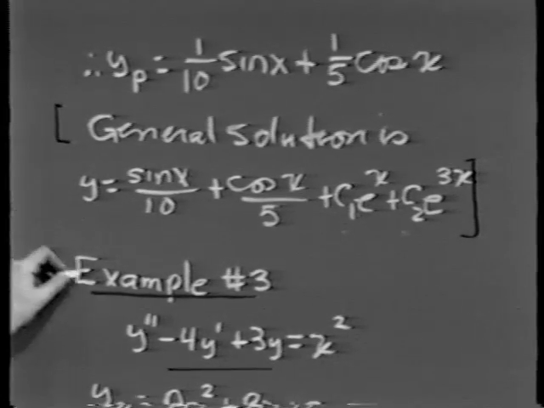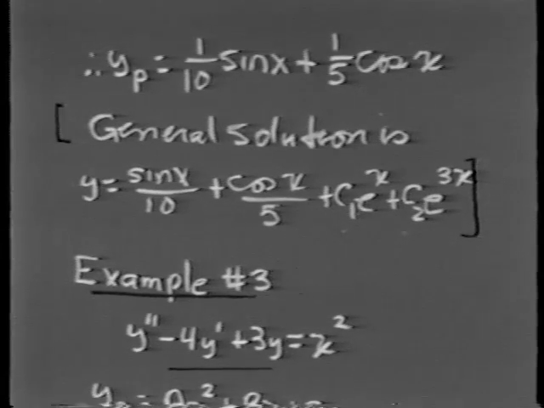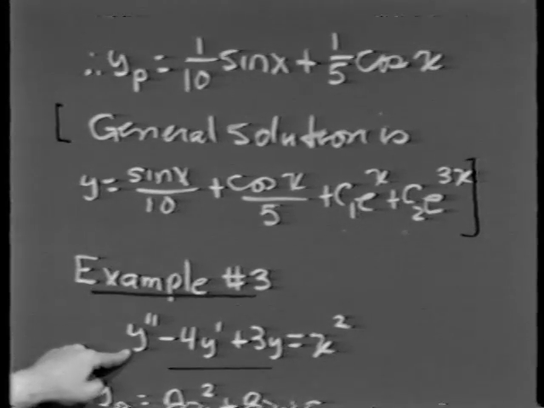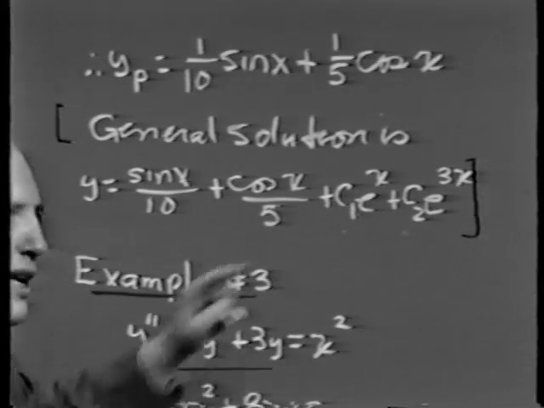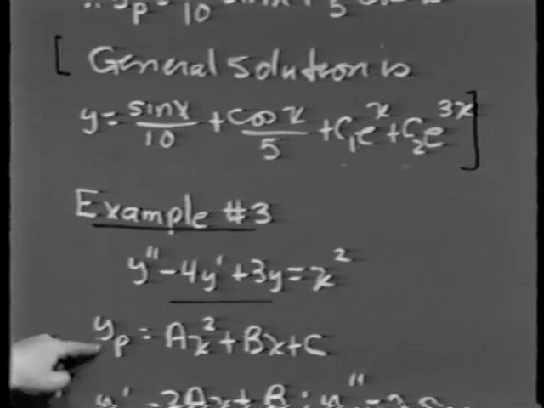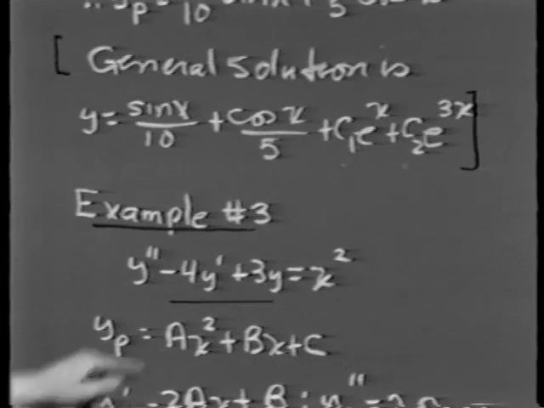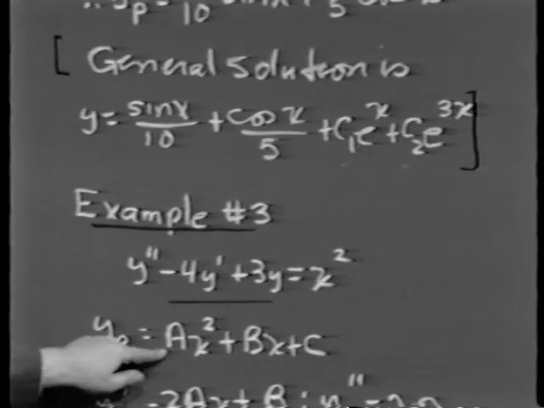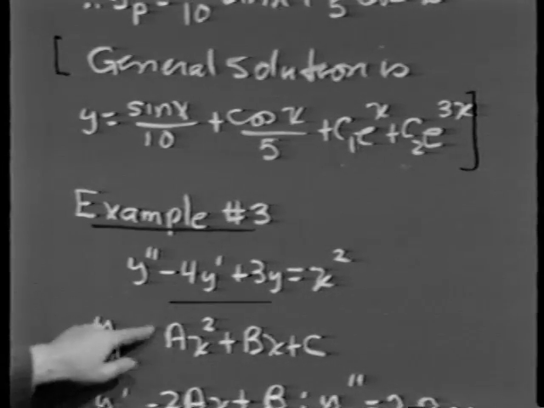Finally, to get an example in which the right-hand side is a polynomial in x, we take, again, the same left-hand side as before, y double prime minus 4y prime plus 3y equals x squared. We try for our trial solution in the form ax squared plus bx plus c. See, you might ask over here, how do you know that there aren't higher powers of x to bring in? I mean, why shouldn't there have been an x cubed term in here?